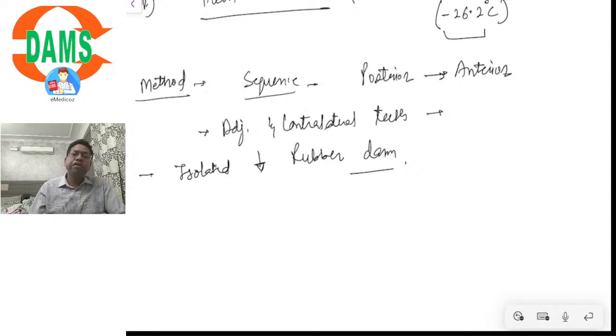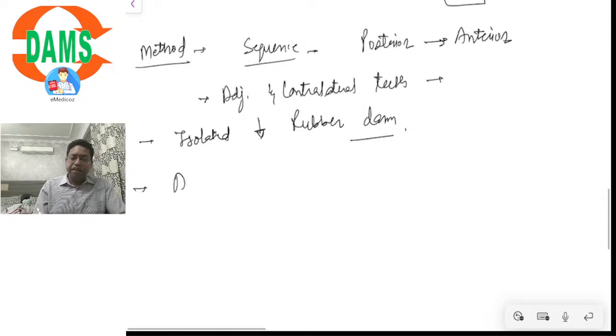Okay, so these are the three important points you have to remember. The sequence is from posterior to anterior to follow the direction of the anatomic distribution of nerves. Adjacent and contralateral teeth definitely would be tested first, and we have to isolate teeth under rubber dam. Then we have to consider the agent application.